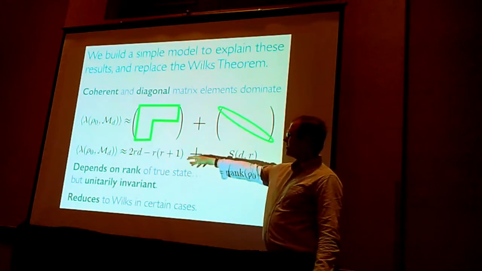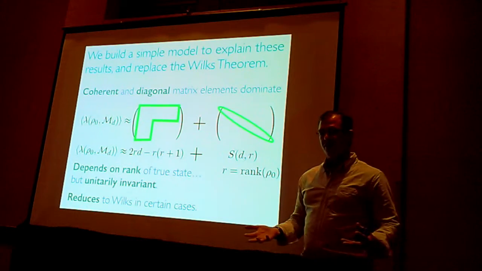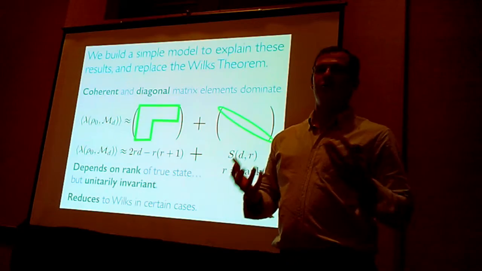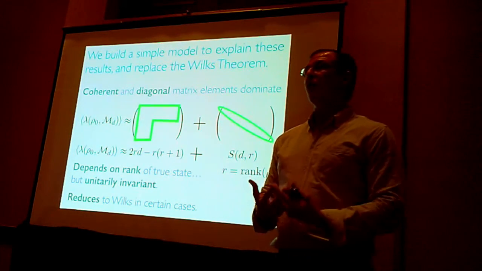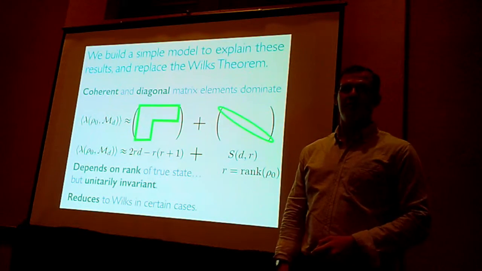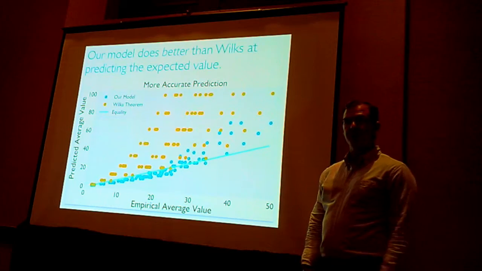The upshot of this is that we can write down a formula that computes the expected value, and it has these 2 terms. This formula is not good in the sense that it depends upon the rank of the true state. The Wilkes theorem was powerful precisely because you didn't have to know anything about the truth. And it reduces to the Wilkes theorem in certain cases. Our model does a lot better than the Wilkes theorem at predicting the expected value.